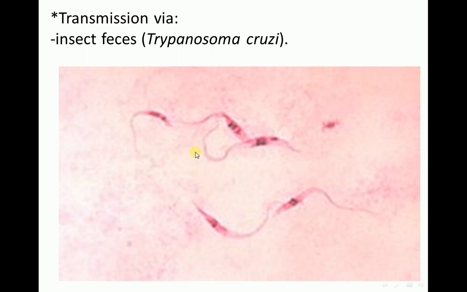Through the bite of the triatomine to the human, it takes blood and puts its feces, which contain the infective stage of this parasite, called metacyclic trypomastigote. This metacyclic trypomastigote enters the body of the human through the hole made by the insect and completes the life cycle in the human body.